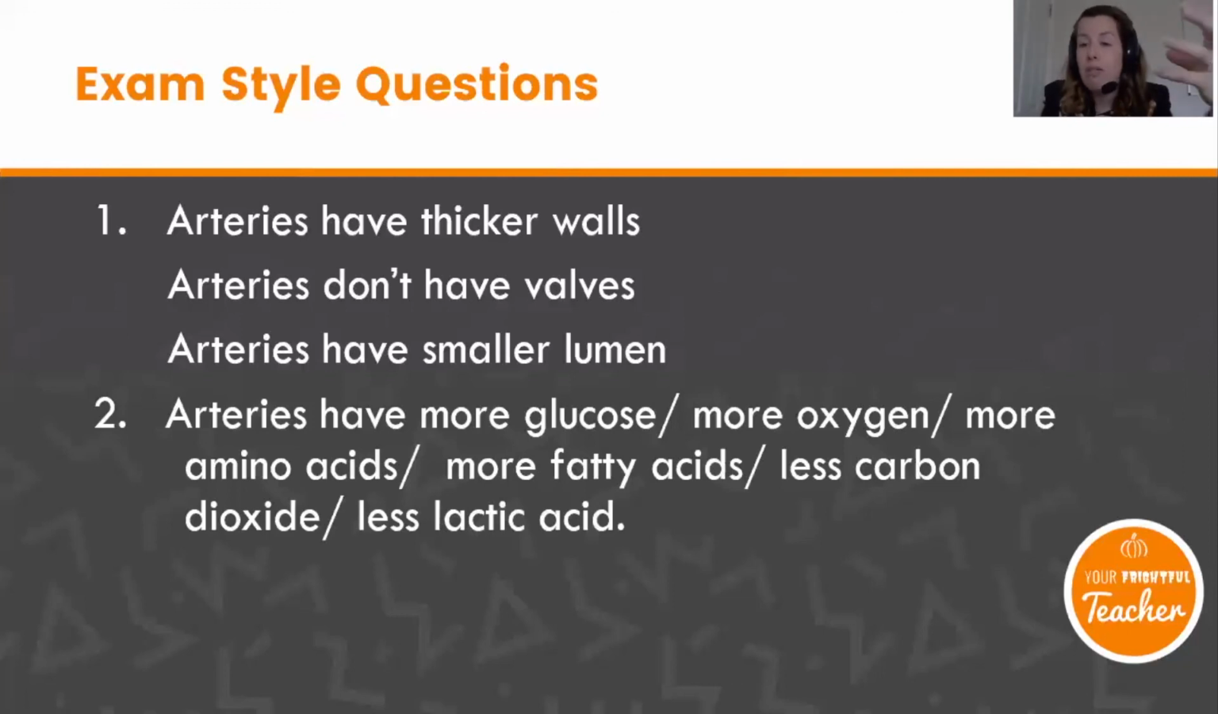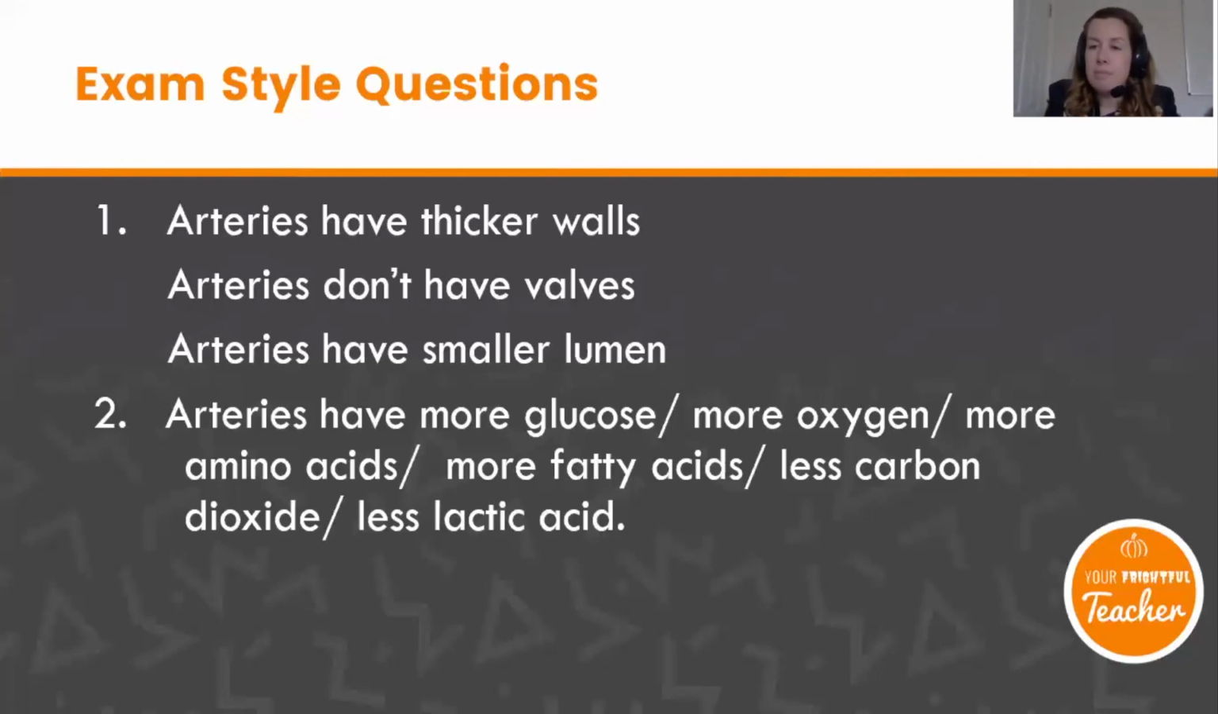Because remember, arteries are taking blood to the rest of your body. So they're going to be carrying all the good stuff that your body needs. It needs glucose for respiration, it needs oxygen for respiration, and it's going to have things that have been taken from your digestive system. So those amino acids, fatty acids, for example, that your cells need to build new things. And then it's not going to have very many waste products at all. So it's going to have less carbon dioxide, less lactic acid. It should have no urea in it, none of the waste products.